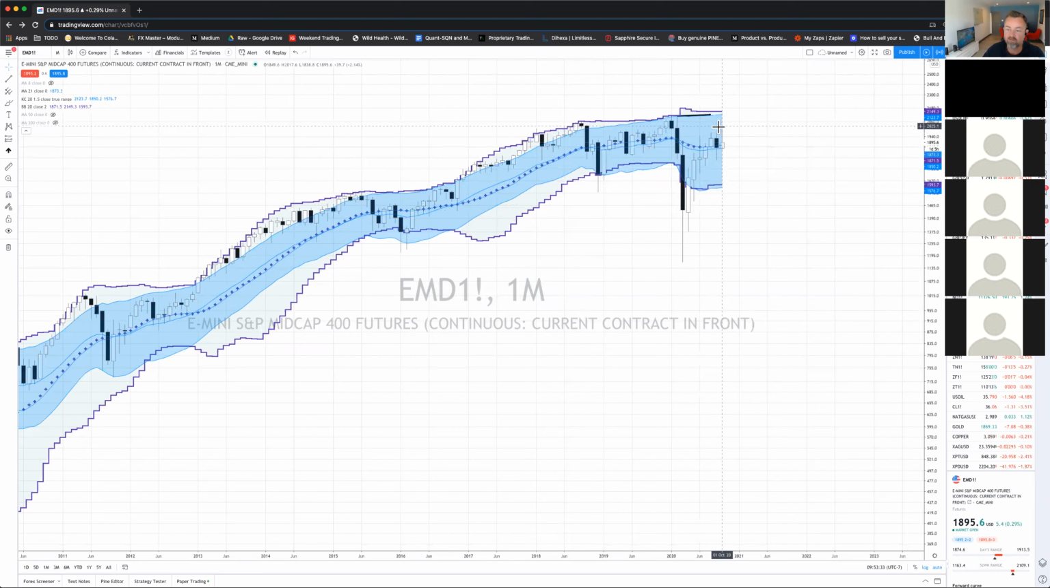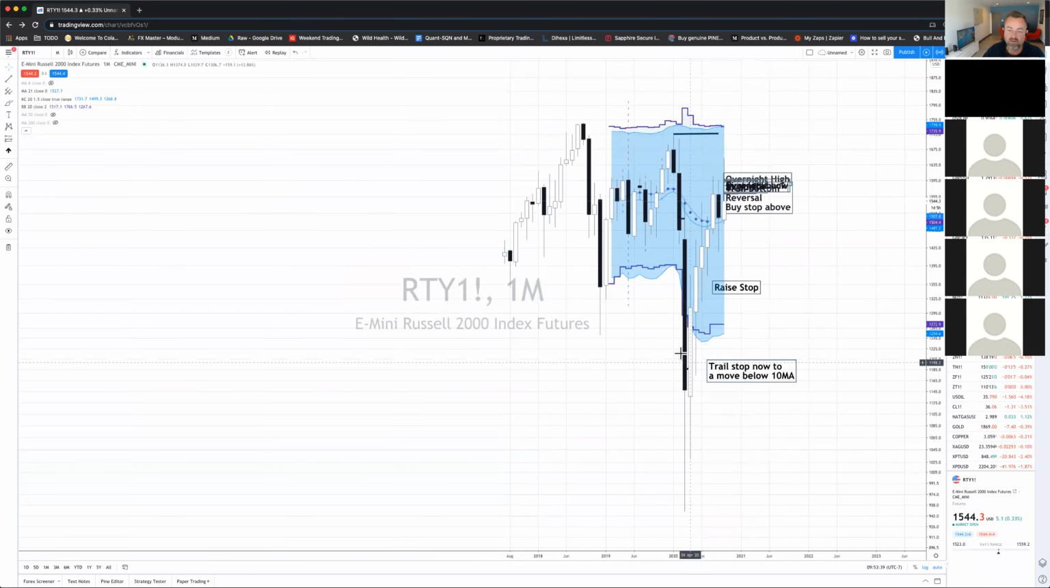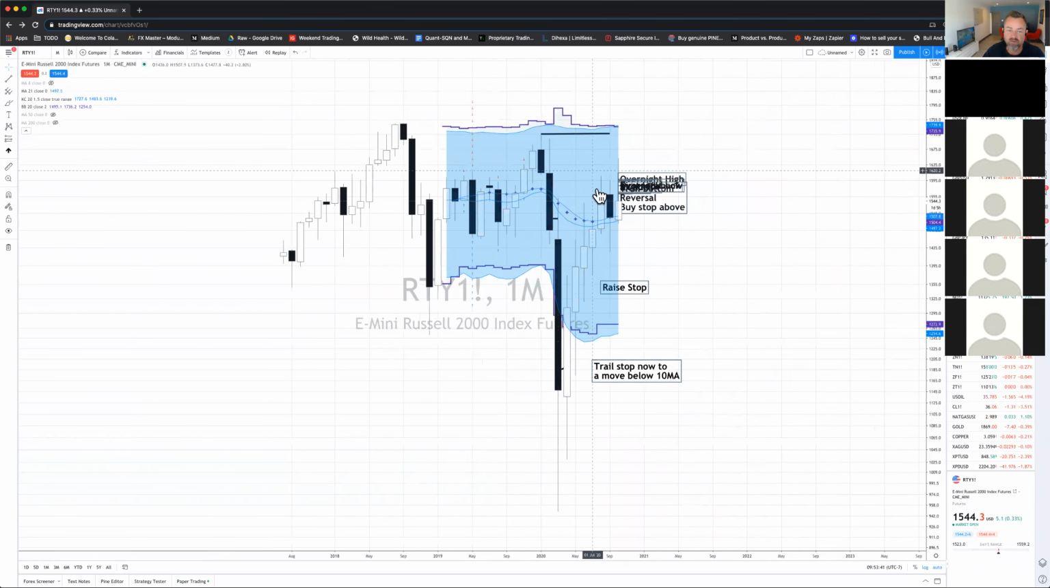Big move off the bottom, back from March bottoms, like everything else, but never actually got to its all-time highs. Russell, same thing, never got to its all-time highs. That's a lower high, lower lows. So, you know, that more implies that we're in a downtrend on those symbols.